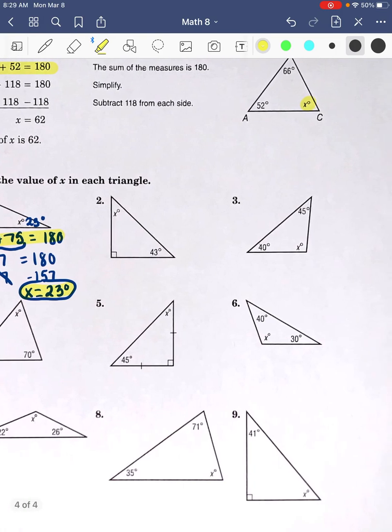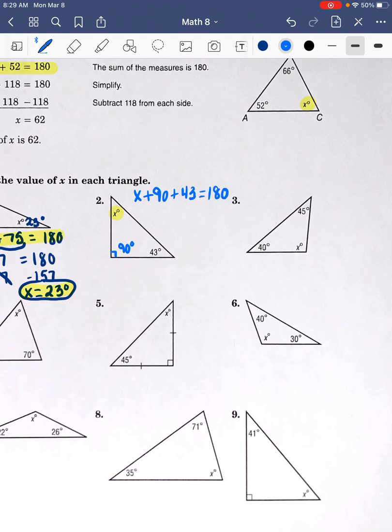So we're going to go ahead and go over to number 2. So in this problem, it gives you that we are missing x here. We know that one of the angles is 43 degrees, and this angle right here has the little box, which means this is 90 degrees. So that's our other known angle. So we're going to write out our equation. X plus 90 plus 43 equals 180. Now, if things are out of order, it's still the same, but I always like to just put x first, just because it's easier. In your calculator, you're going to add 90 plus 43, which is 133.